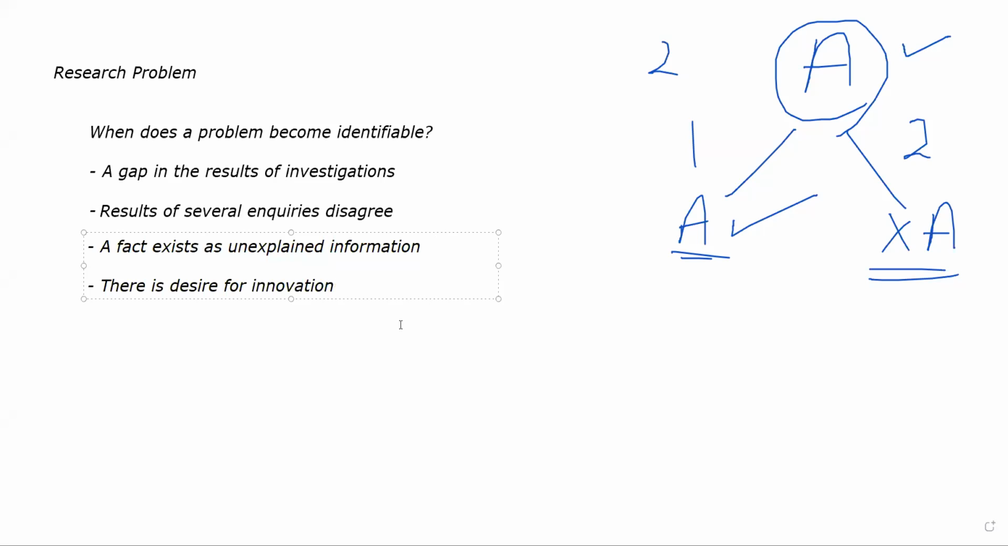Right. So these are the four main areas where a problem becomes identifiable. Whether there is a gap in results of investigation, whether you can find a gap in knowledge, or there are results that are skewed from each other. They are variable results of the same particular phenomena. Okay, they are agreeing and disagreeing. There is one study which is agreeing with a certain phenomena and another which is disagreeing. So you want to perform your own research to give us the correct answer, or at least hope to give a correct answer. Then there are a few facts that are unexplained.